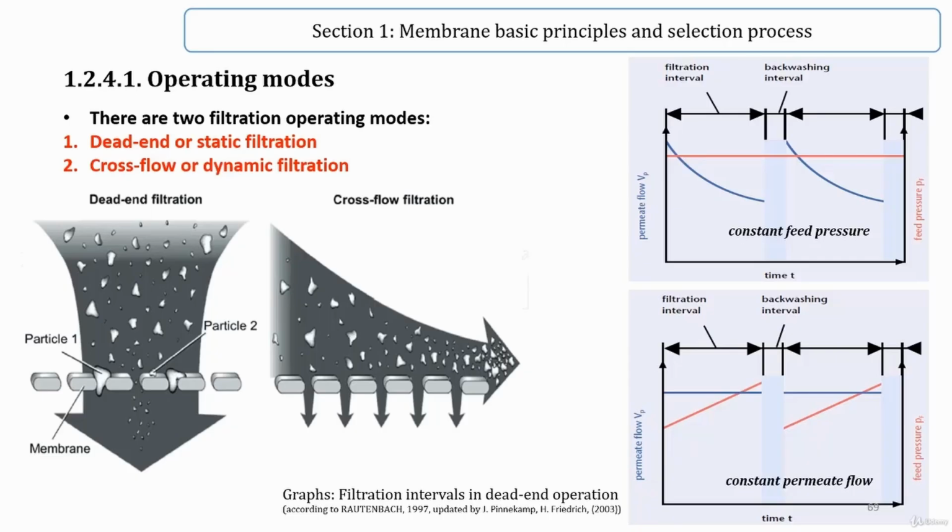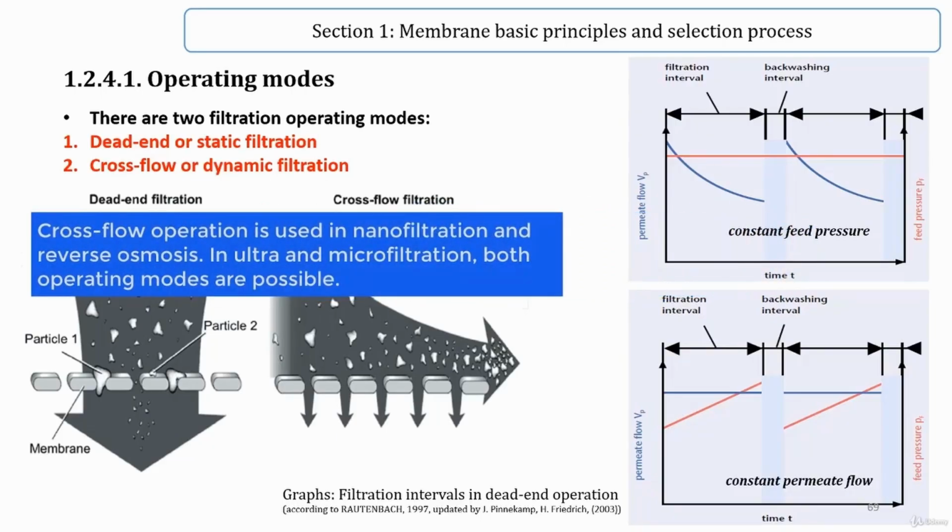Tangential flow to the brine or concentrate side of the membrane attempts to limit the development of a covering layer on the membrane and to maintain a constant permeate flow at the highest possible level. Cross-flow operation is used in nanofiltration and reverse osmosis. In ultra and microfiltration, both operating modes are possible.